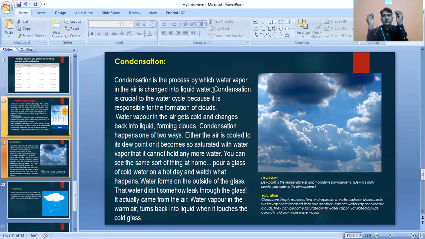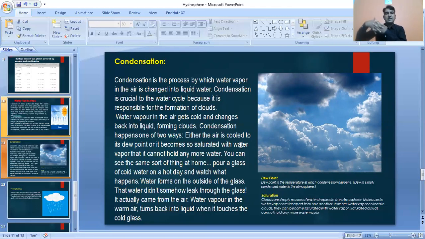They coalesce together, or come close together. We will see this process. So water vapor in the air gets cold or changes back into liquid, forming the clouds. Condensation happens in one of two ways: either the air is cooled to the dew point, or it becomes so saturated. So condensation happens because of two factors. One is the dew point and the other is the saturation point.